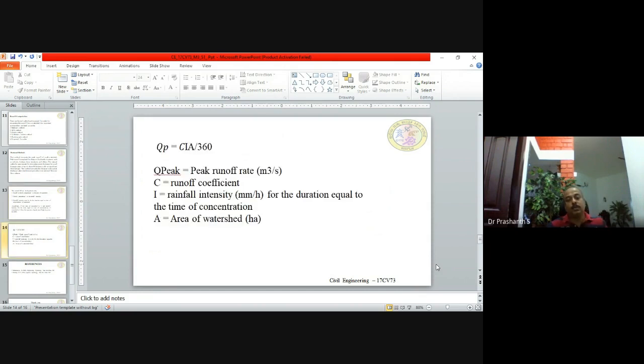Qp = CIA/360. Qp stands for peak runoff rate in meter cube per second. C is the runoff coefficient. I is the rainfall intensity in millimeter per hour for the duration equal to the time of concentration, and A is taken as the area of the watershed in hectares.